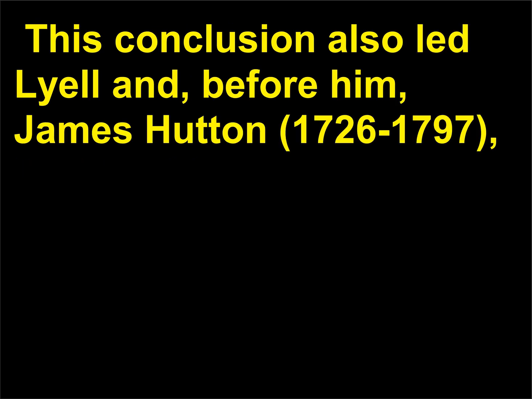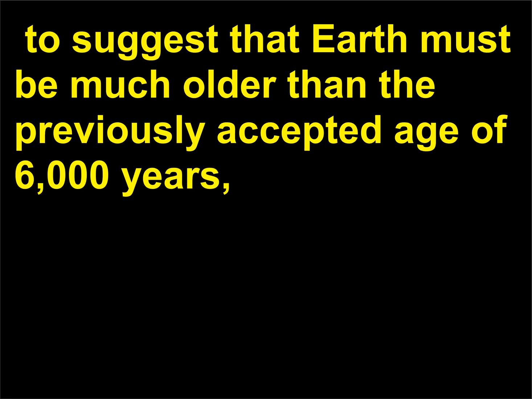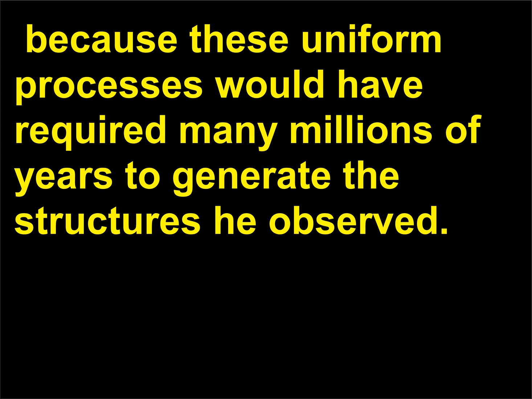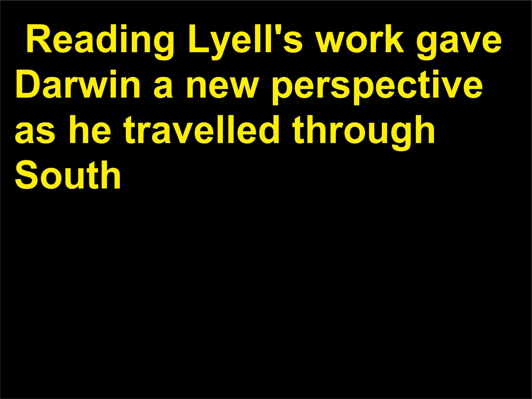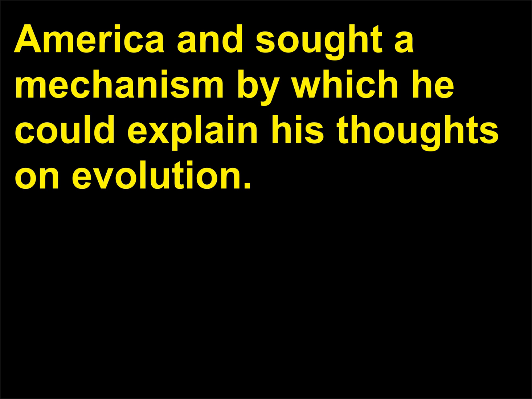This conclusion also led Lyell and, before him, James Hutton, 1726–1797, to suggest that Earth must be much older than the previously accepted age of 6,000 years, because these uniform processes would have required many millions of years to generate the structures he observed. Reading Lyell's work gave Darwin a new perspective as he traveled through South America and sought a mechanism by which he could explain his thoughts on evolution.